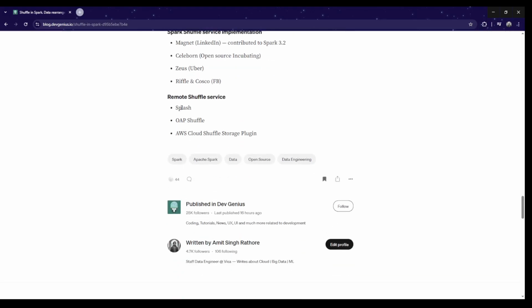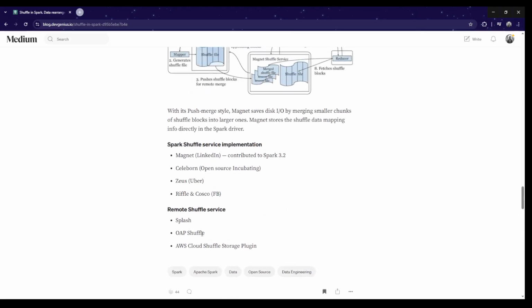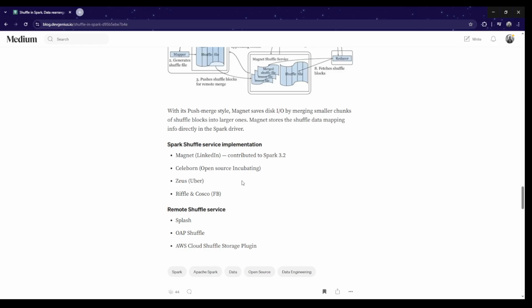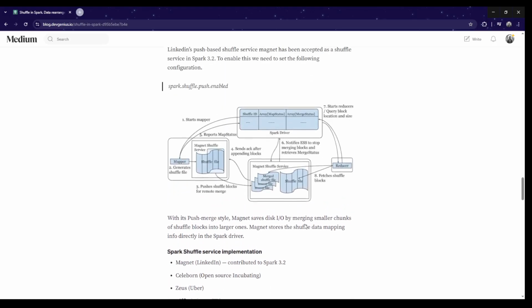There are certain other remote shuffle services as well. For example, AWS also has a shuffle storage plugin that uses S3 as its shuffle storage, and that is available for consumption. Splash is there, then there's an OAP shuffle as well. So these are remote shuffle services. I think all of these are backed by object storage. Actually, these are not backed by object storage. These are backed by the local disk of the node on which these services are running. So yeah, these are some external services.